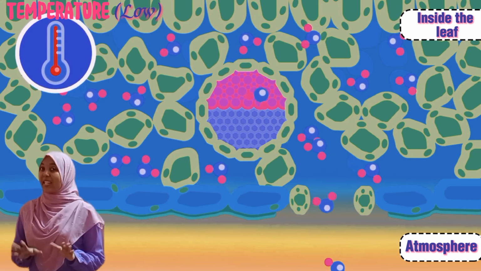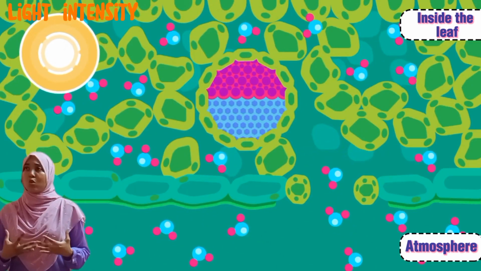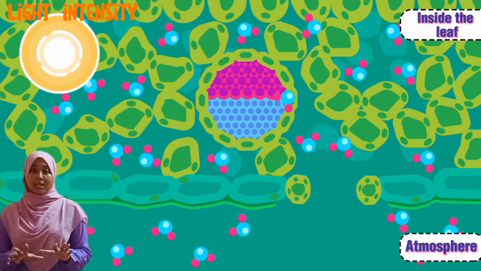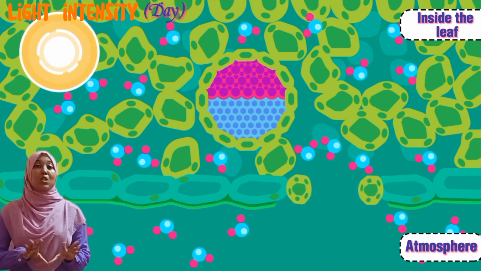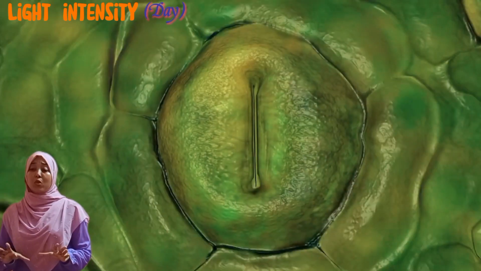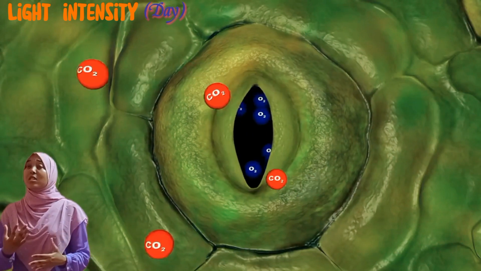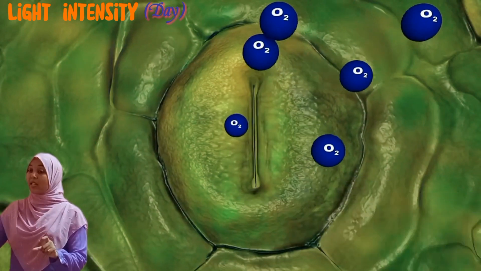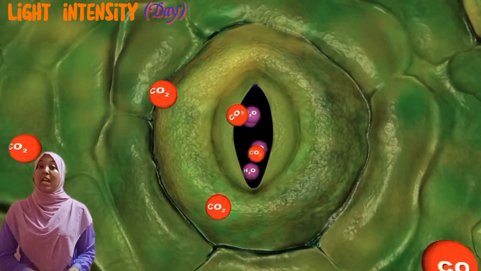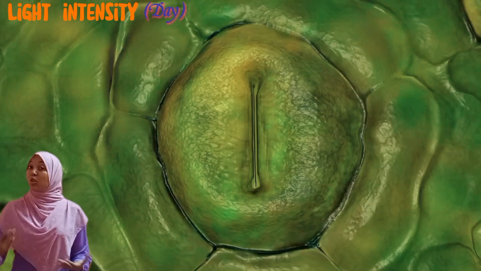Now, the next one is light intensity. So this simply refers to the amount of light that is present. Now, when we talk about stomata, in most plants, stomata tend to open during the day and close at night. The reason they open during the day is to allow gaseous exchange so that plants can carry out photosynthesis in the presence of light. So essentially, when you have light, stomata are going to be open. Now, when stomata are open, a lot of water vapor can then be lost through the stomata.